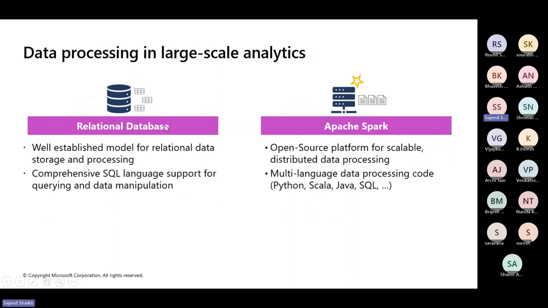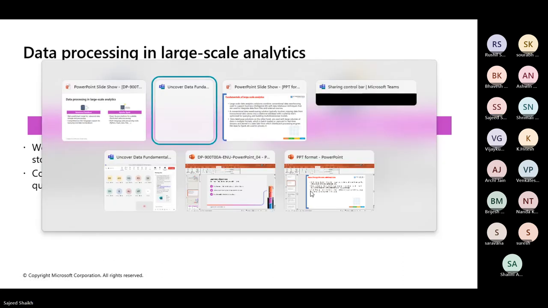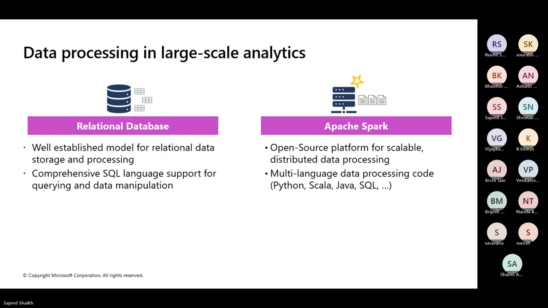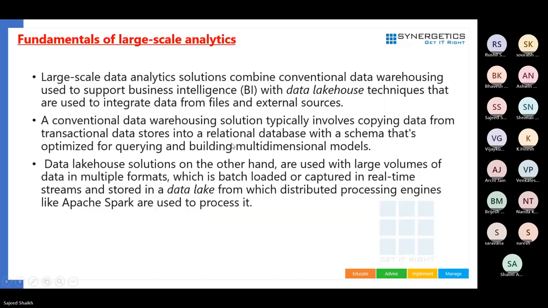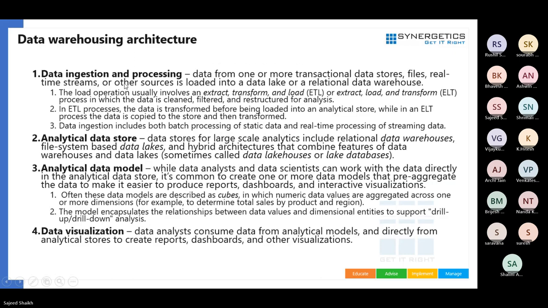Either we use a relational database or we use Apache Spark. Apache Spark is nothing but an open source platform for scale and distributed data processing. And this multi-language data processing code is there. You are using Python or Java or SQL, whatever you're using. This is what we discuss, how to do warehouse data ingestion and processing.